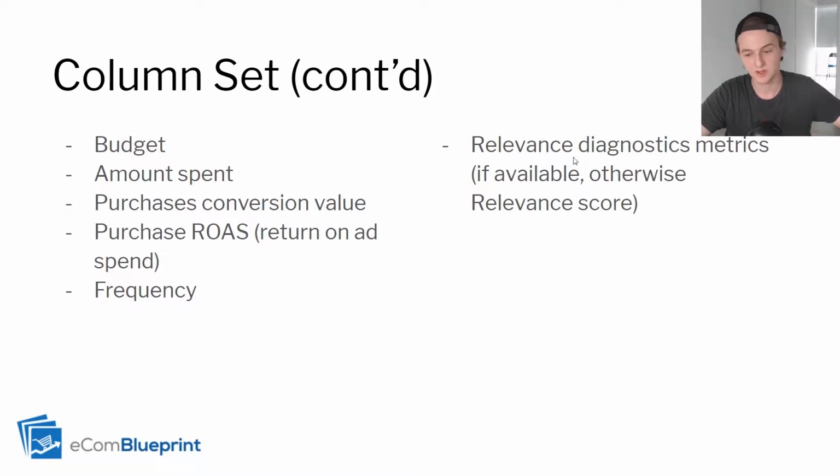And then the last one that I like to put here is the relevance diagnostic metrics. Not everyone has these metrics yet. They're gradually rolling these metrics out to ad accounts. And so if you don't have these yet, the next best option is the relevance score, but the relevance diagnostic metrics are a lot better than relevance score. And so this is the last thing that you want to pull up on your column set. You can just go back and pause both of these slides, set up your column set just to make sure that we have the same column set. And I'm going to show you what this looks like inside of Ads Manager now.